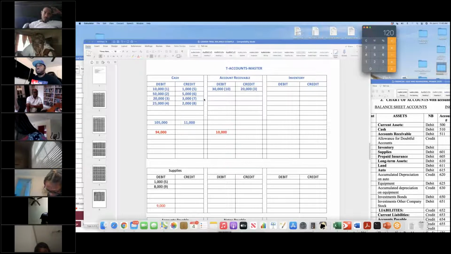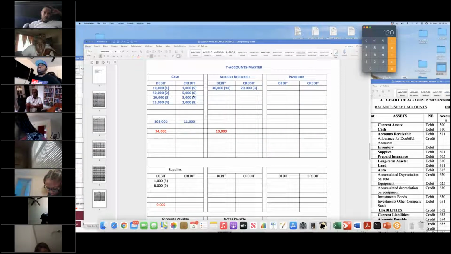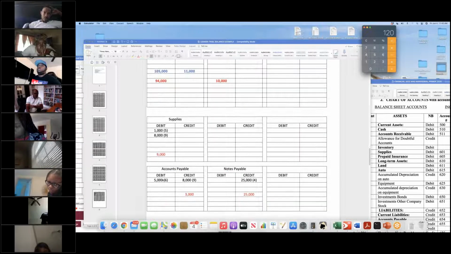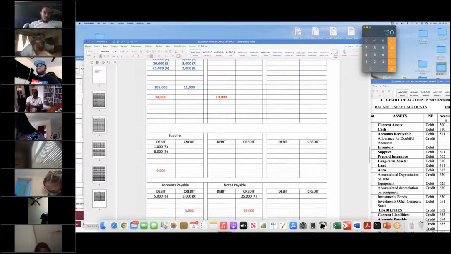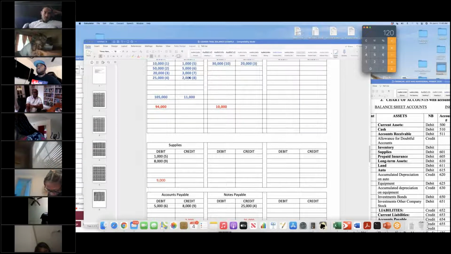Then we go to journal entry 6. This is correct. 5,000 where we paid on accounts payable. That's 5,000. We got that as number 6, though. You got a number 6 next to that 5,000. Oh, that is supposed to be 6. Okay. And in transaction 7, we paid $3,000 for something, right?